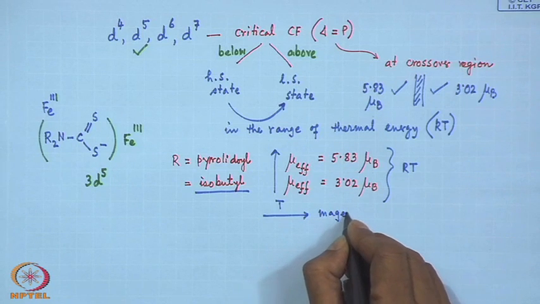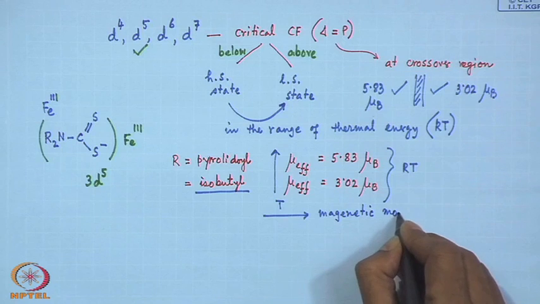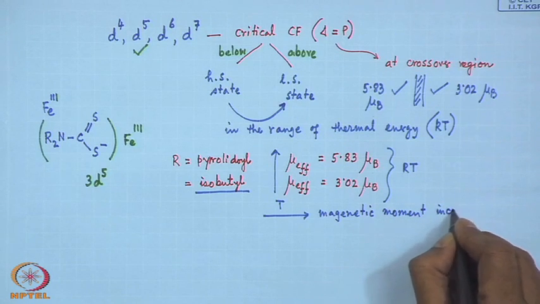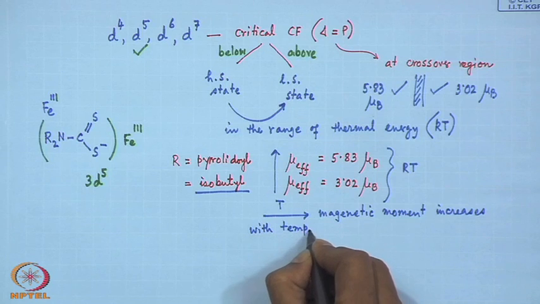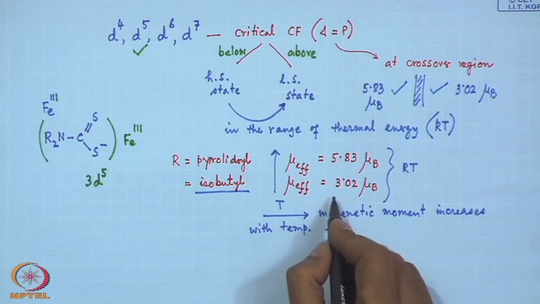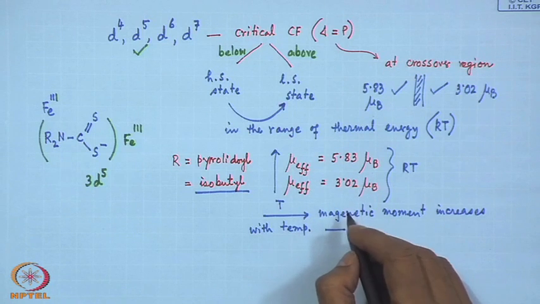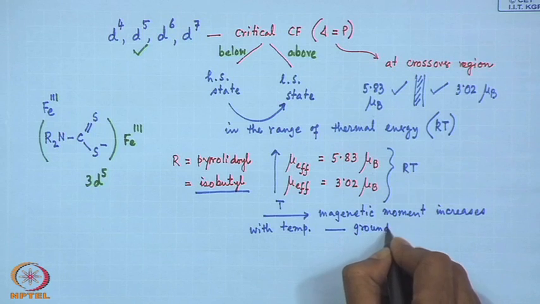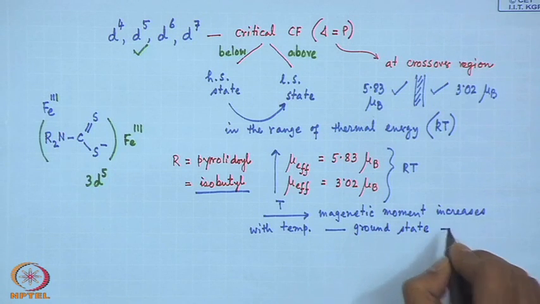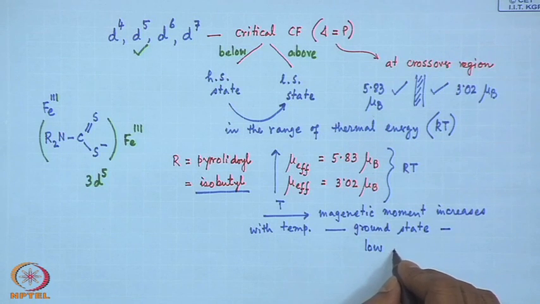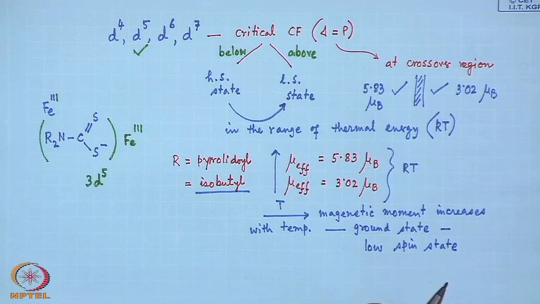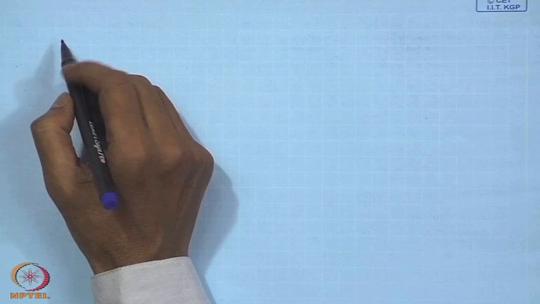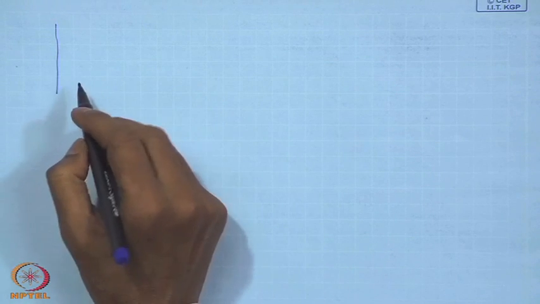So the magnetic moment increases with temperature. That means here we have the low spin state, so the ground state would be the low spin state. For this molecule, if we plot the energy values E of the spin state.